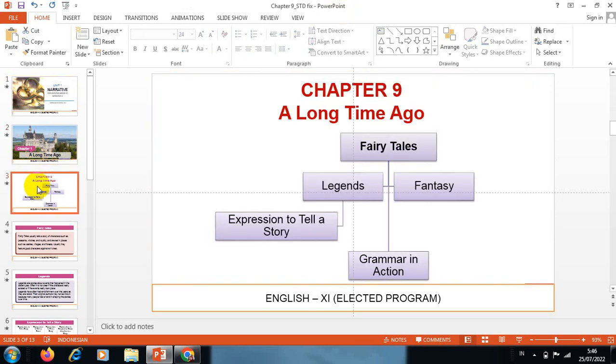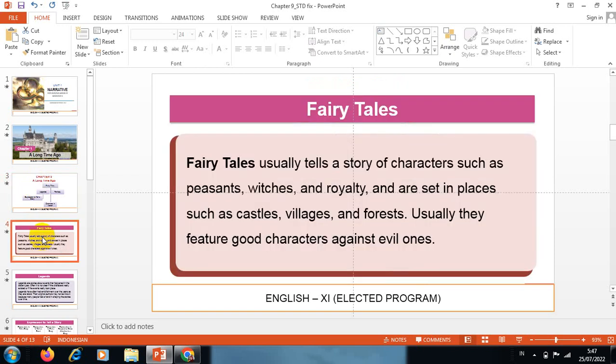Okay, the purpose of a narrative text is to tell a story. So in this chapter we're going to learn expressions to tell a story. The narrative that we're going to discuss consists of three kinds of texts: legends, fairy tales, and fantasies. We will also discuss grammar related to narrative text.